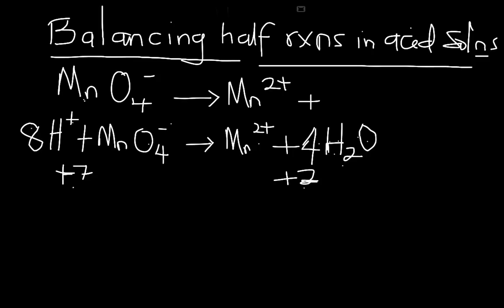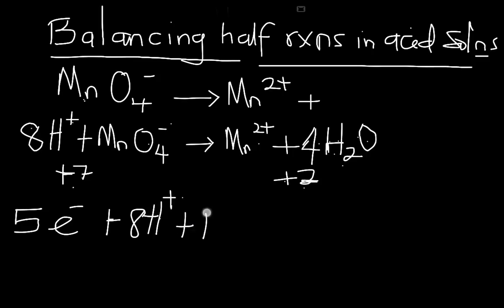Okay, we need -5 to reduce +7 to +2. So we add 5 electrons, plus 8 hydrogen ions, good, plus our manganese O4. Okay, so this is our right hand side.